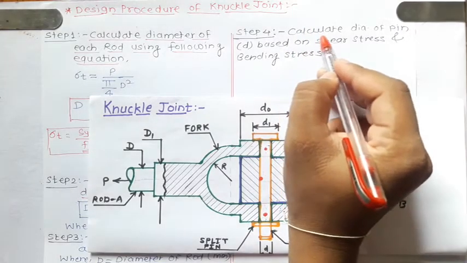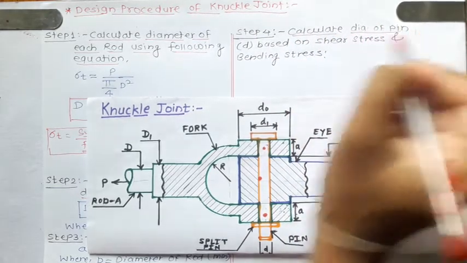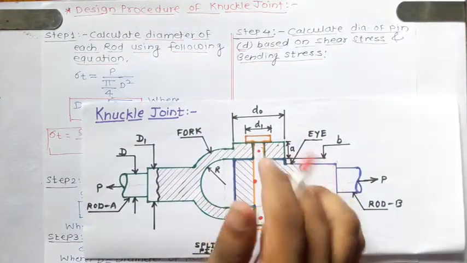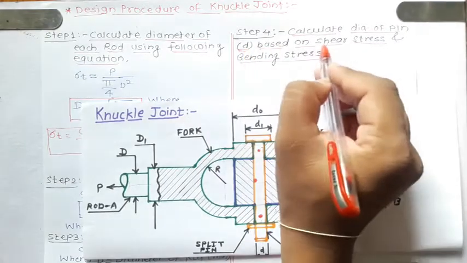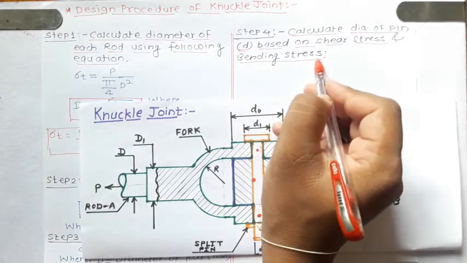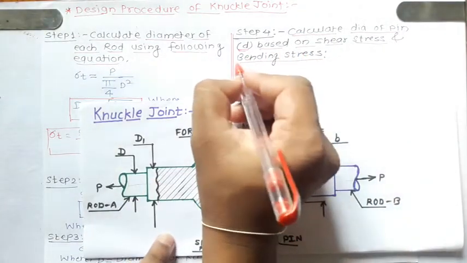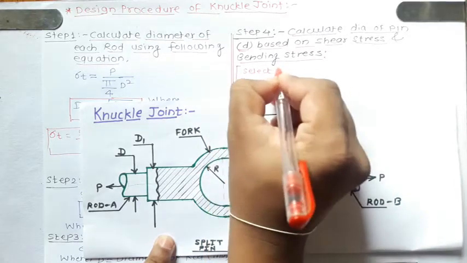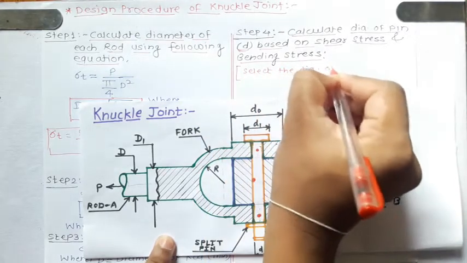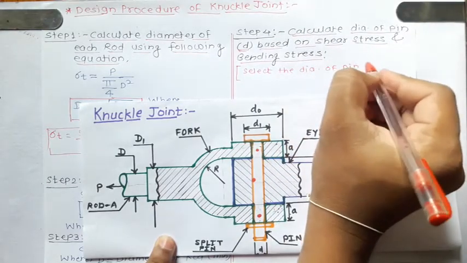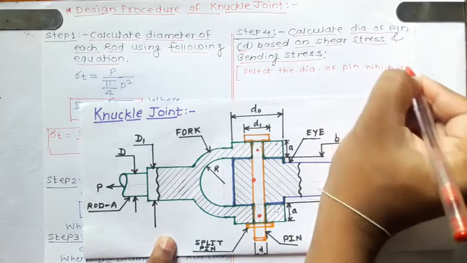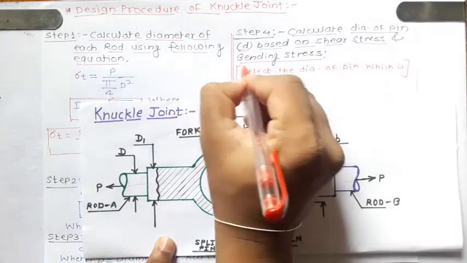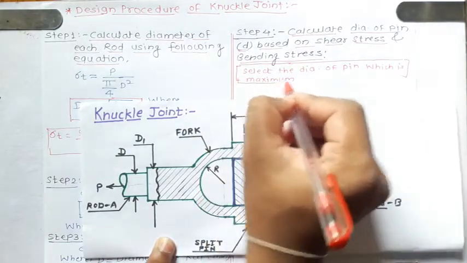Now step number 4 is to calculate the diameter of pin, that is small d, based on shear stress and bending stress. Now remember, here in this step we will get two values of diameter of pin, that is small d. First is based on shear stress, that is tau, and second is based on bending stress, that is sigma b. And out of these two values we have to select the maximum value. So it is a very important point here, out of these two values select the diameter of pin which is maximum.